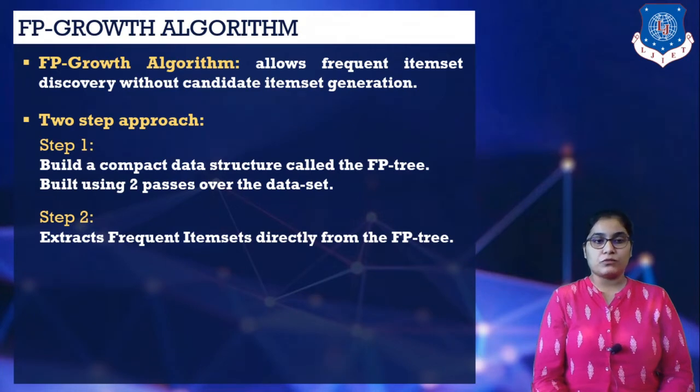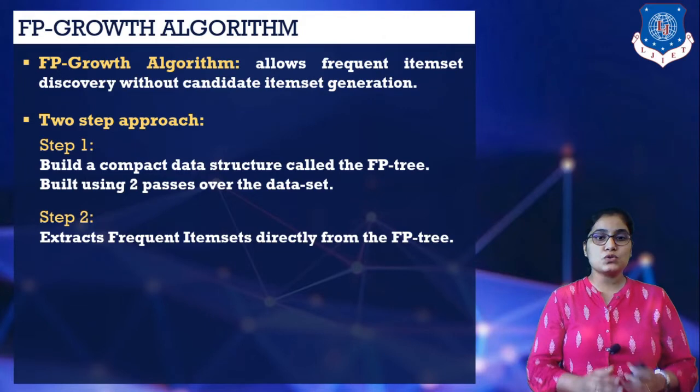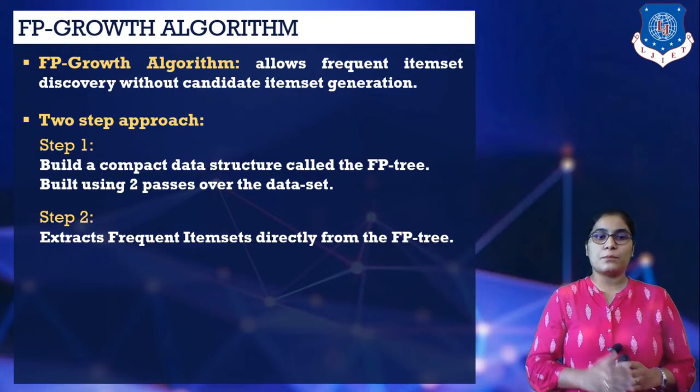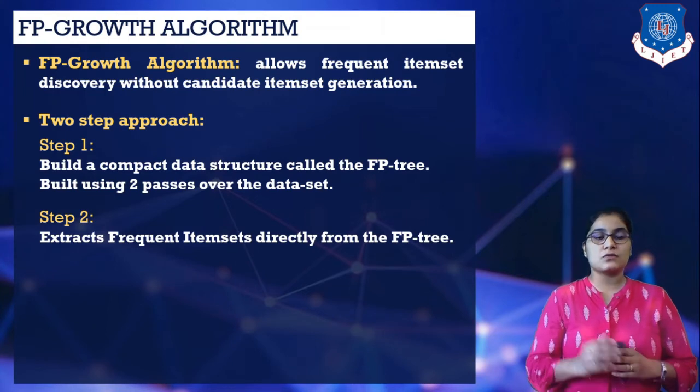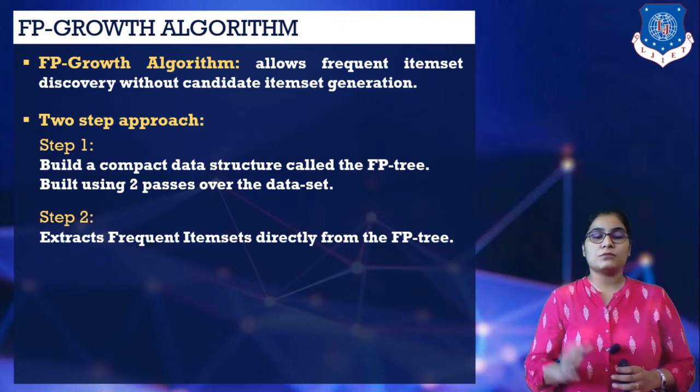As an alternative, we have another algorithm called the FP growth algorithm, which is used to find out the frequent item set without creation of candidate item sets. It is a two-step approach. In step 1, it builds a data structure called the FP tree using two passes over the dataset. Whereas in step 2, it extracts frequent item sets directly from the FP tree.